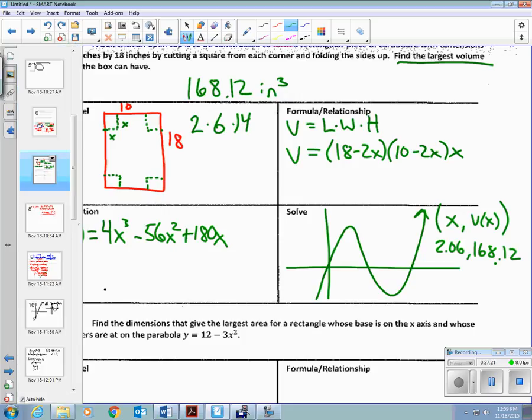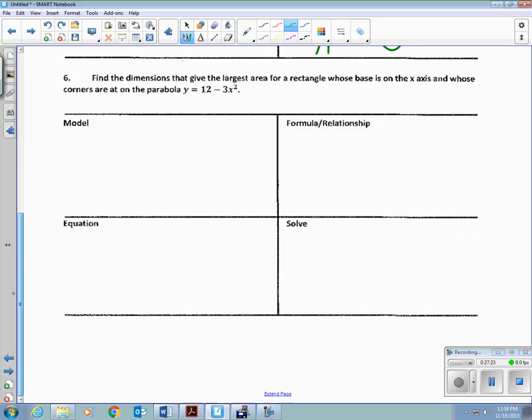All right. Last example. Okay. All right. Find the dimensions that give the largest area for a rectangle whose base is on the x-axis and whose corners are on the parabola 12 minus 3x squared. Oh, boy.